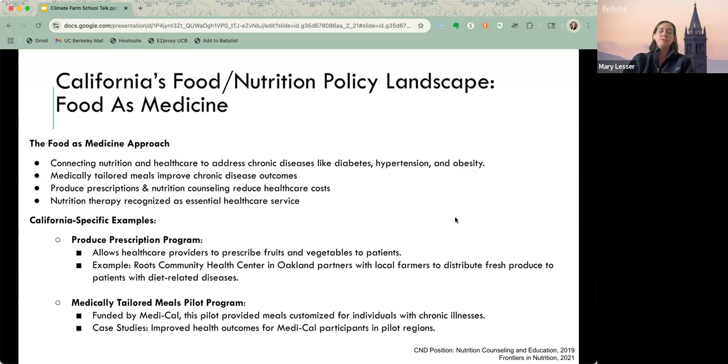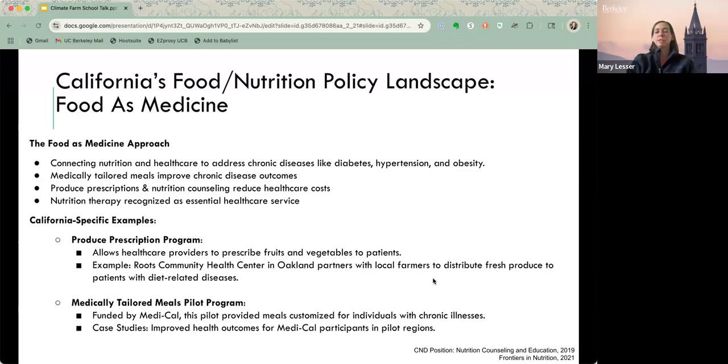Some California specific examples are produce prescriptions and medically tailored meals. I bring this up because some of this has already been integrated into some of the reimbursements. For example, medically tailored meals came out as a pilot program, and now it's trying to be more integrated. It is funded by Medi-Cal, which is our large healthcare coverage here in California.